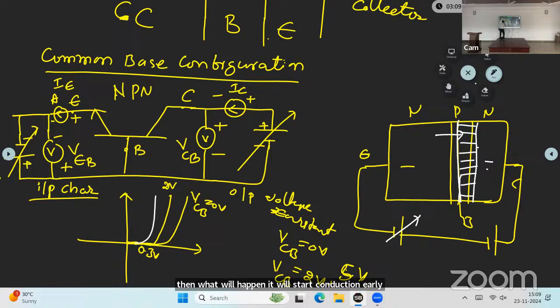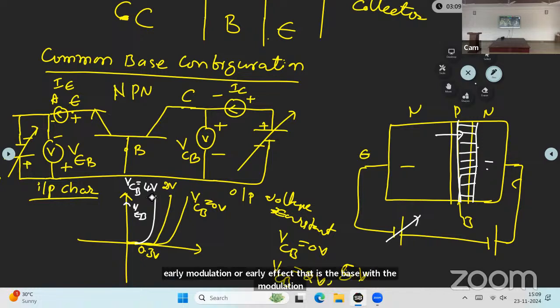Here VCB is equal to 4 volts. This is the VEB. So VCB is equal to 4 volts, and it starts conduction early. This effect is called the early effect, that is, base width modulation.